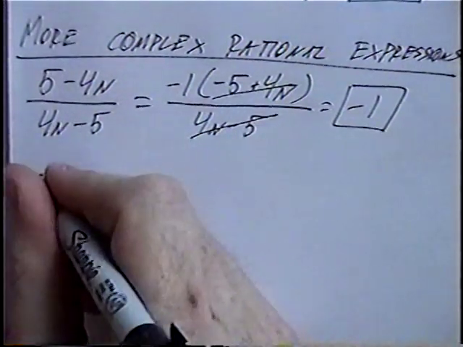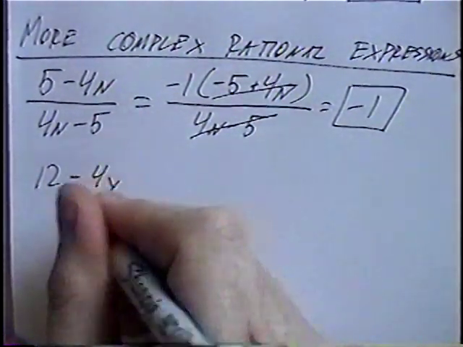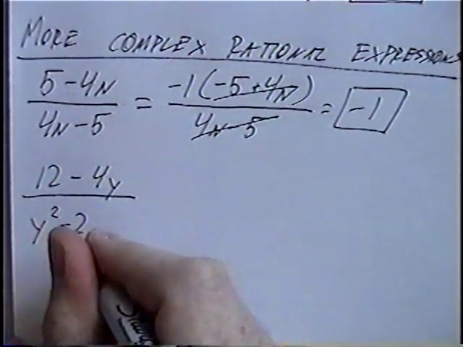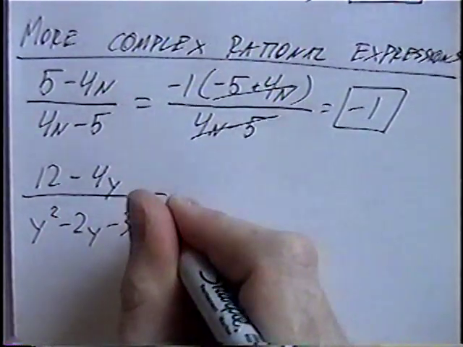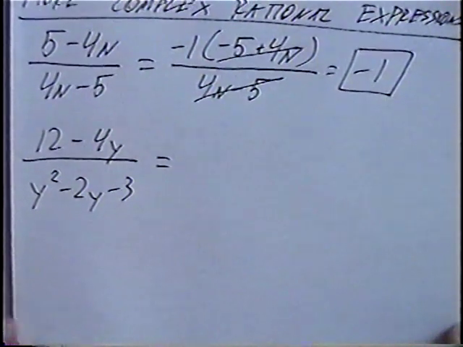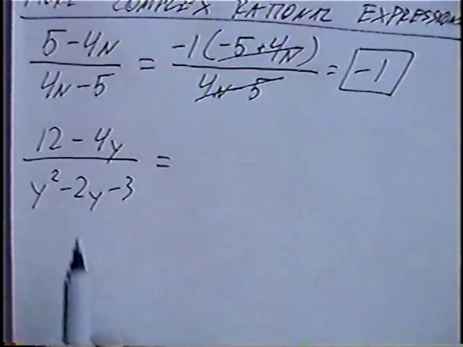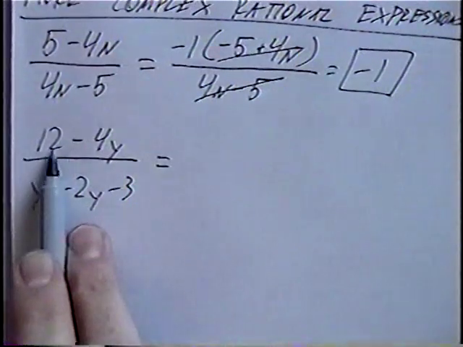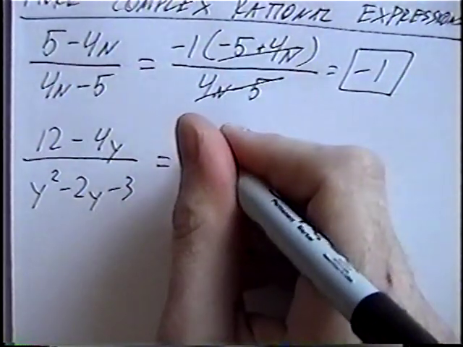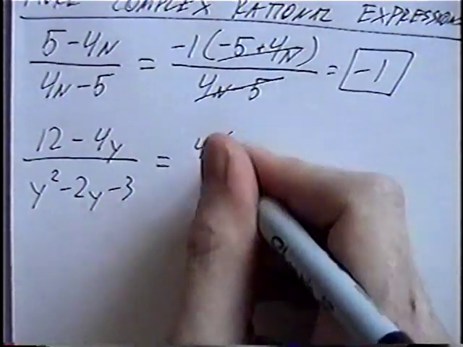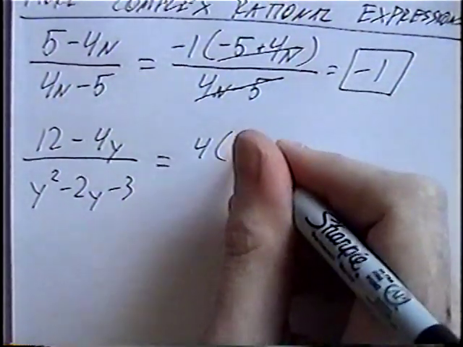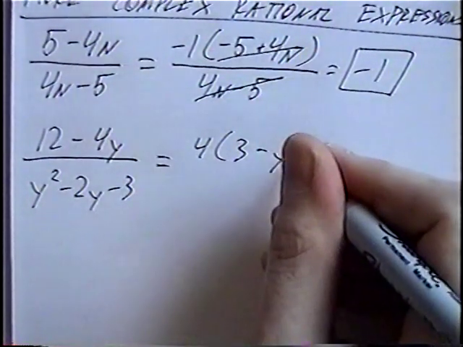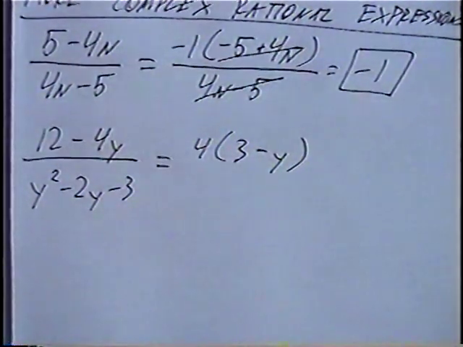Last question for the section. 12 minus 4y divided by y squared minus 2y minus 3. Same steps as before. We'll factor the numerator and then we'll factor the denominator. The numerator, we have two numbers, 12 and 4. We can factor out a 4 from each of those. Dividing by 4, we're left with 3 minus, the 4's cancel, and you're left with 3 minus y.